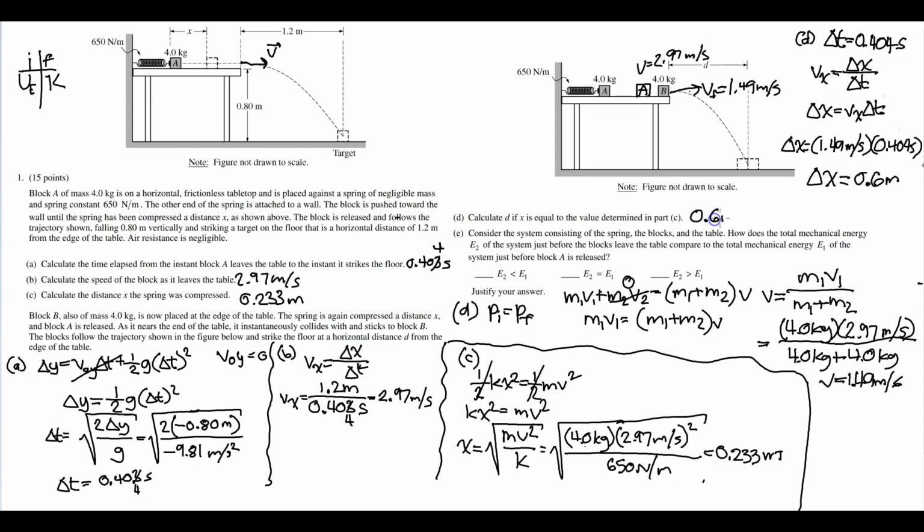Now for the conceptual part in part E. All right. Consider the system consisting of the spring, the blocks, and the table. How does the total mechanical energy E2 of the system just before the blocks leave the table compare to the total mechanical energy E1 of the system just before block A is released? Okay. So E1 is the mechanical energy of the system just before block A is released. E2 is after the blocks leave the table.